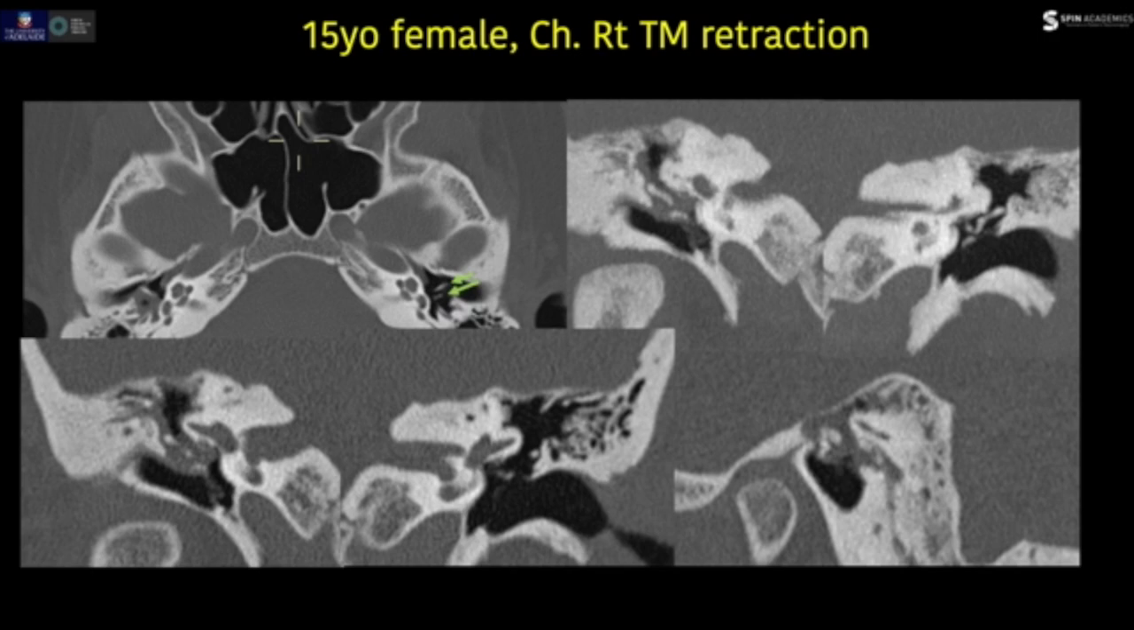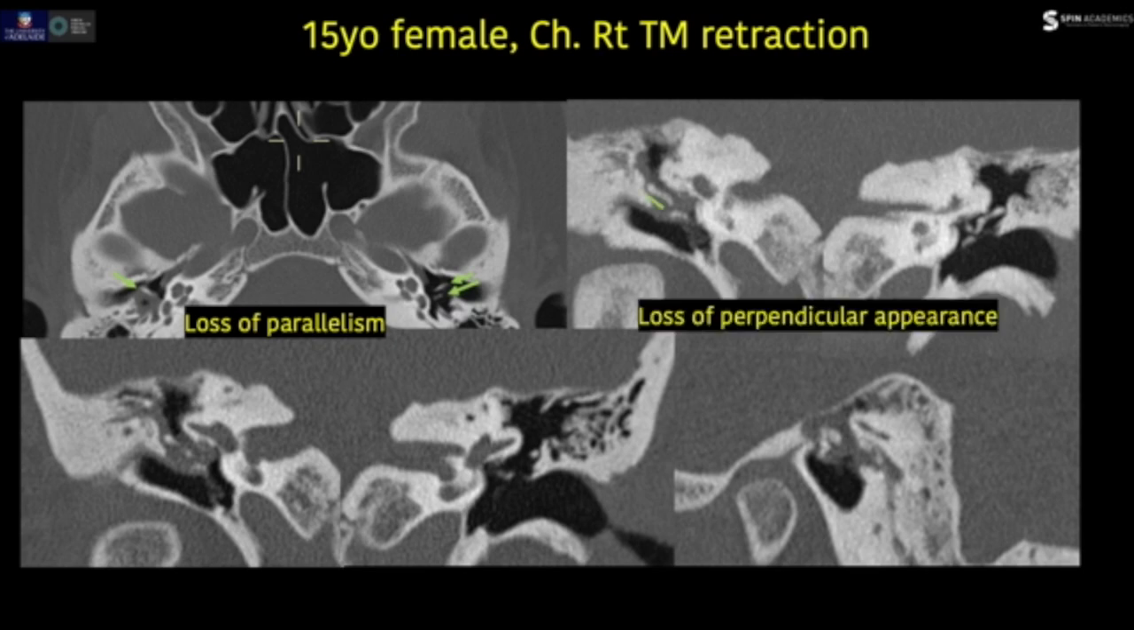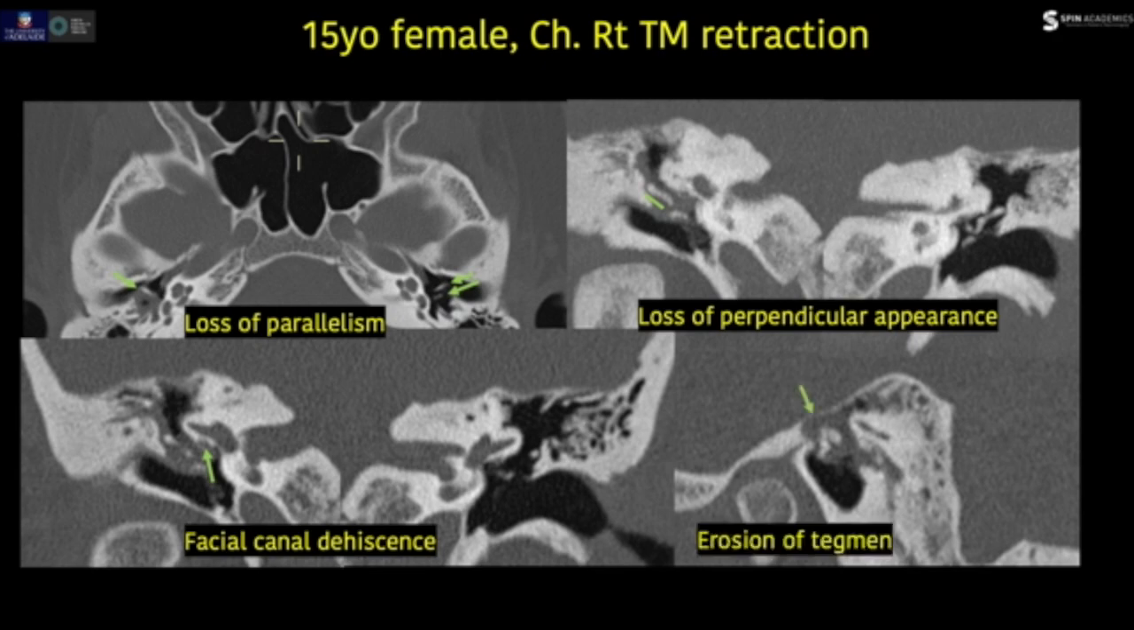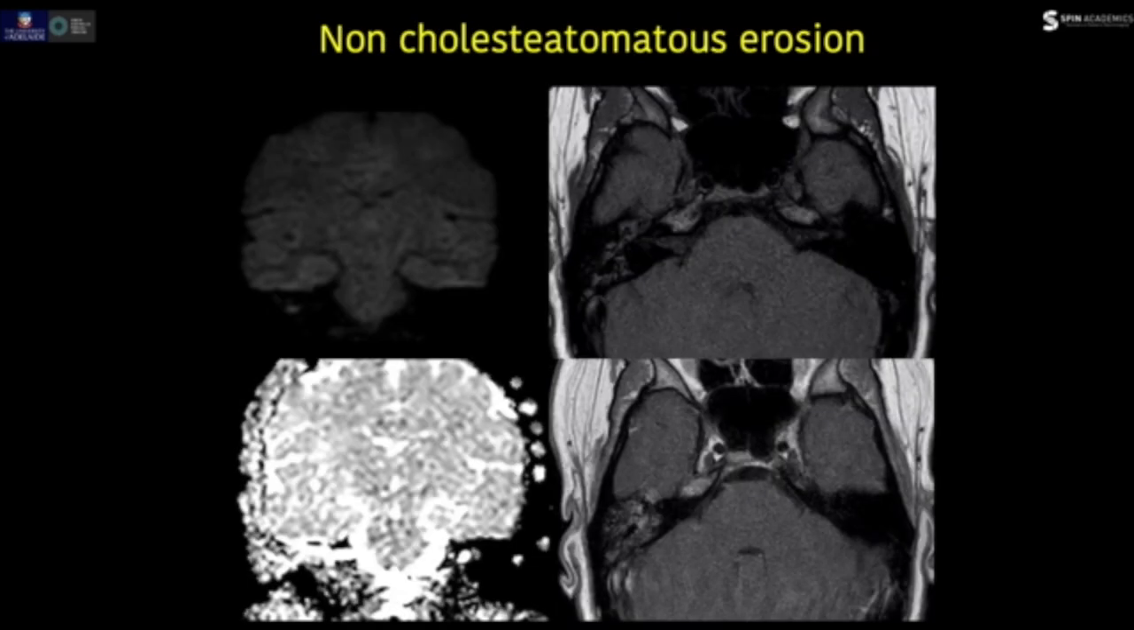The malleus and the body of the incus are less vulnerable. This is seen in this particular case of a 15-year-old female where there is chronic right-sided tympanic membrane retraction, the absence of parallel lines, which means the posteriorly situated long process of the incus is not visualized, absence of the perpendicular arrangement, presence of dehiscence in the tympanic segment of the facial nerve canal, and erosion of the tegmen. An MRI performed demonstrates no restriction of diffusion and presence of enhancement, therefore reinforcing the diagnosis of a non-cholesteatomatous erosion.